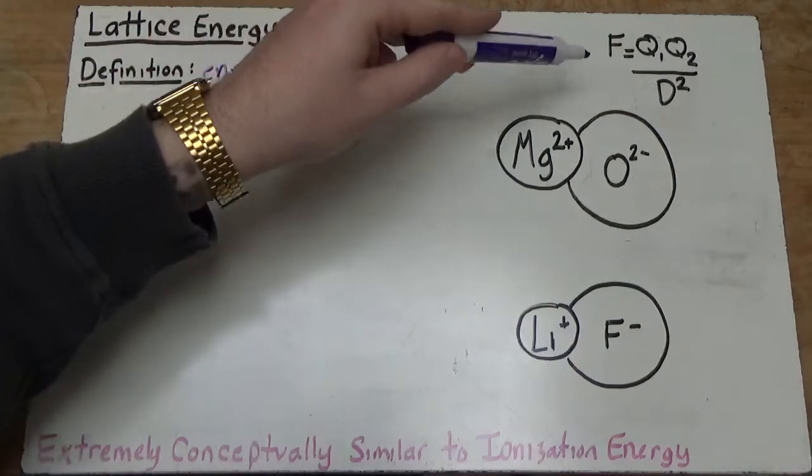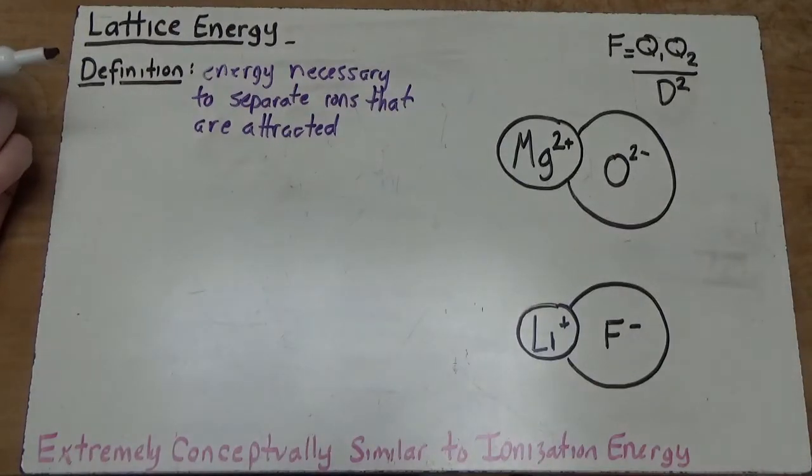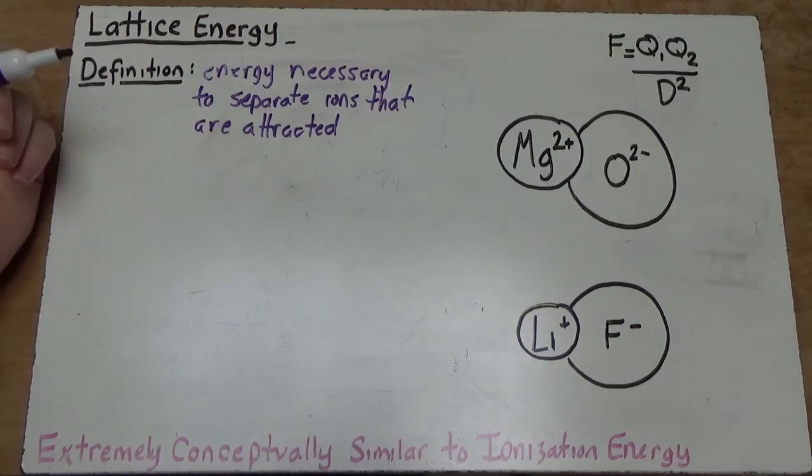To do this, we're going to use our simplified Coulomb's law, right? And we're going to get some numbers that we can relatively compare to answer the question of who has the greater lattice energy.